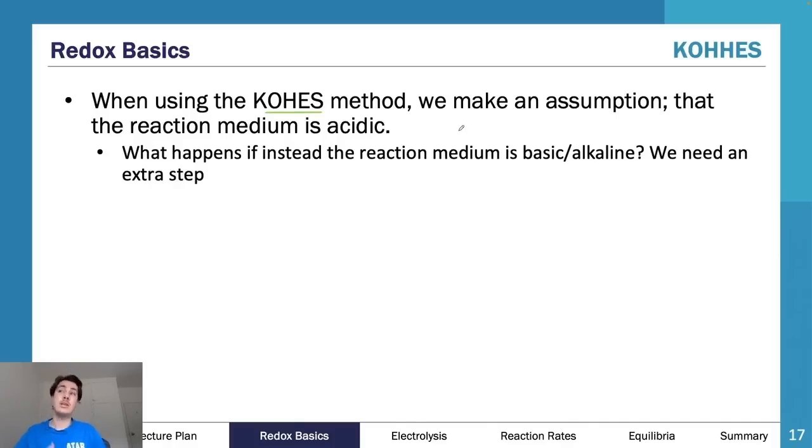Now, what happens if in the question it says that the medium is basic? Now, this would only be if the question mentions it. If the question mentions nothing and wants you to form a half equation, you assume acidity. You assume that the medium is acidic, or slightly acidic. It doesn't need to be super acidic, but that is an assumption you make. The only time you will use this second method I'm about to go through is if you are told in the question you are in a basic environment, an alkaline environment. That is the only time you will use this.